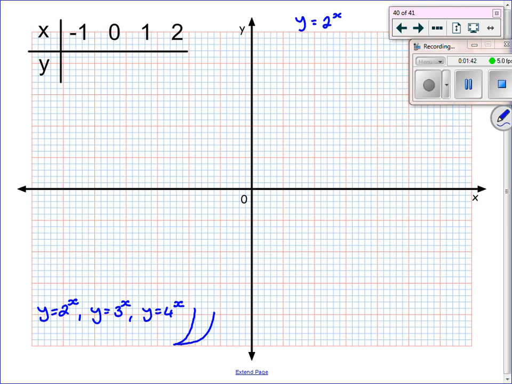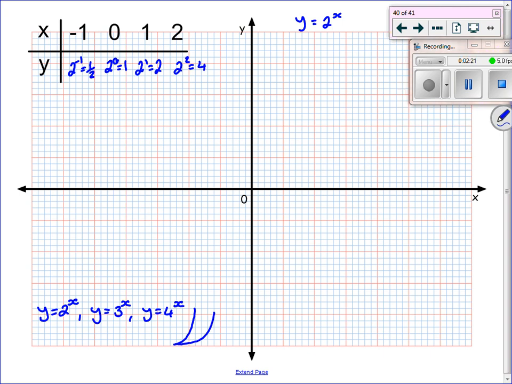I've got a table of values here. So if I want to sub in my values of x for minus 1, 0, 1 and 2, if I put minus 1 in first of all, I'm going to get 2 to the power minus 1, which is a half. If I put 0 in next, I'm going to get 2 to the power 0, which is 1. If I put 1 in, I'm going to get 2 to the power 1, which is 2. If I put 2 in, I'm going to get 2 to the power 2, which is 4.